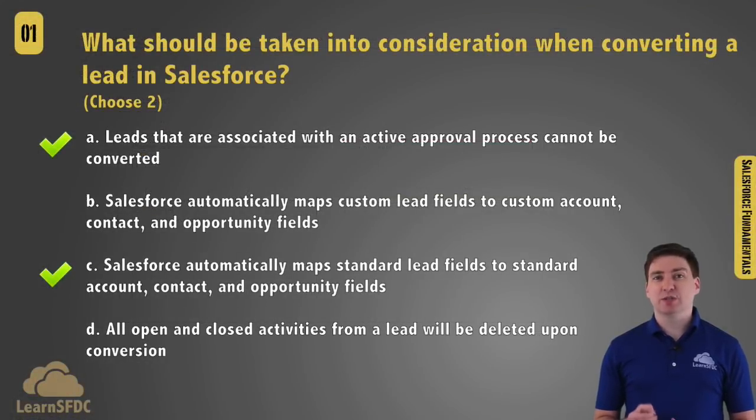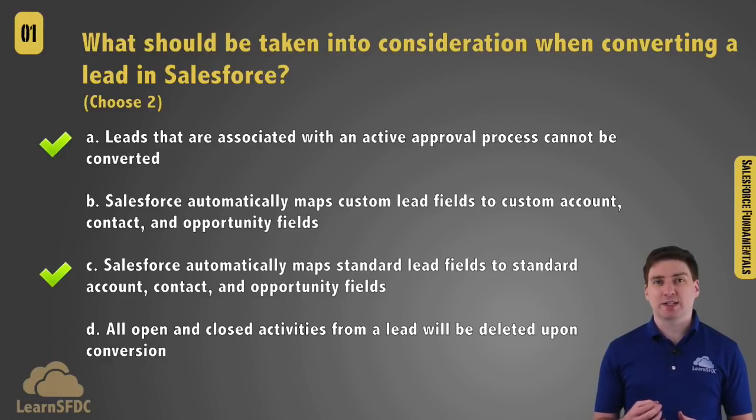A is correct because Salesforce prevents converting any lead that still has an active approval process. Since the lead records disappear upon conversion, and since the result of that approval might be important to determine if the lead should be converted, Salesforce will not allow any lead to be converted until it has completed any open approval process. C is correct because Salesforce automatically maps standard lead fields to standard account, contact, and opportunity fields as part of out-of-the-box functionality.